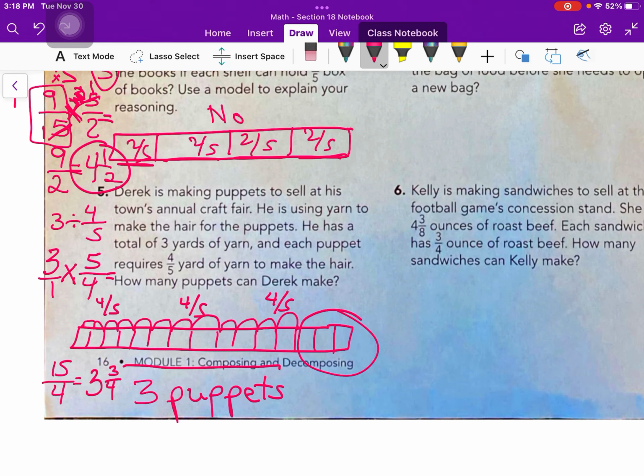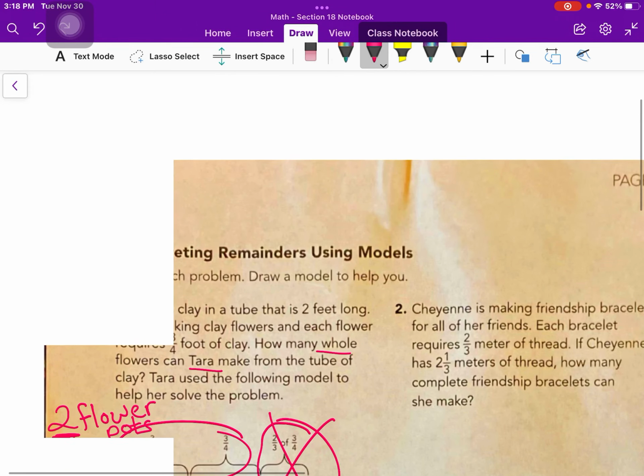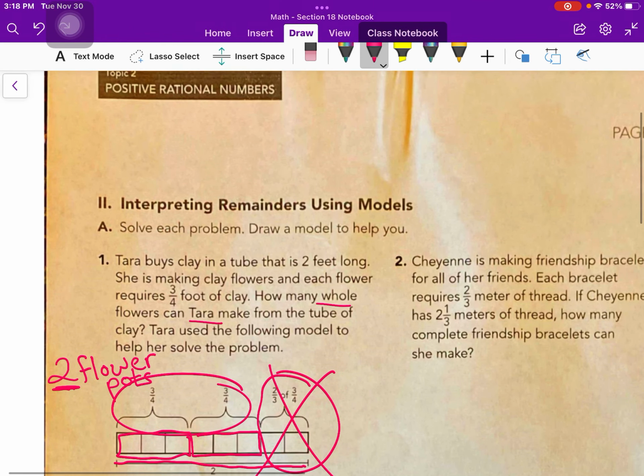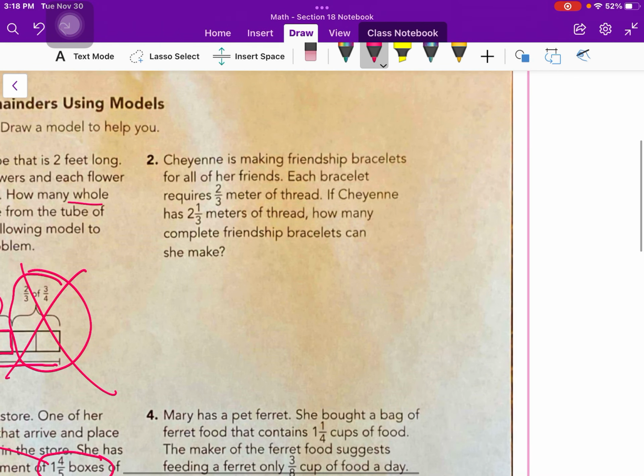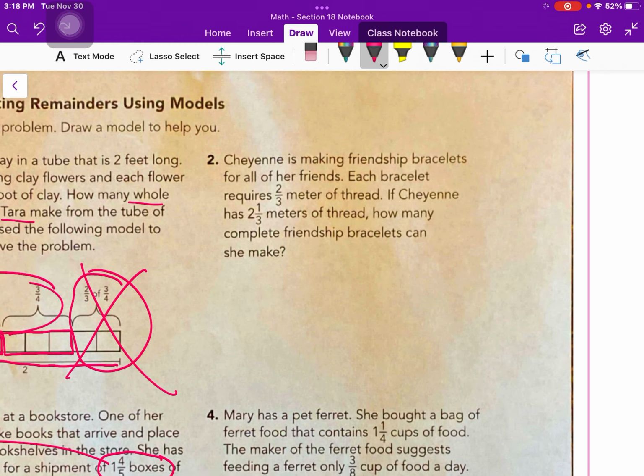But either way, I can see how many total puppets can I make? Only 3. Let's go to the second column here. Question number 2. Cheyenne is making friendship bracelets for all of her friends. Each bracelet requires 2 2/3 meter of thread. If Cheyenne has 2 1/3 meters of thread, how many friendship bracelets can she make?